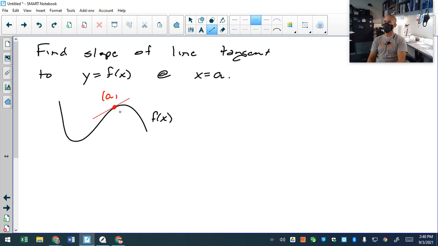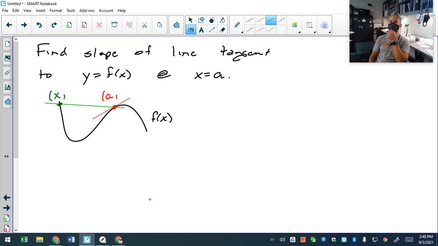But to find the slope of that tangent, we started with a secant. So I'll do this little secant here that also goes through the point a, but I will have a second point way over here that I'm just going to call an x coordinate of x. And if you know your x coordinate, you get the y coordinate by plugging x into the equation. So my points are a, f of a, because this is a function y equals f of x, and the generic one over here is just going to be x, f of x.